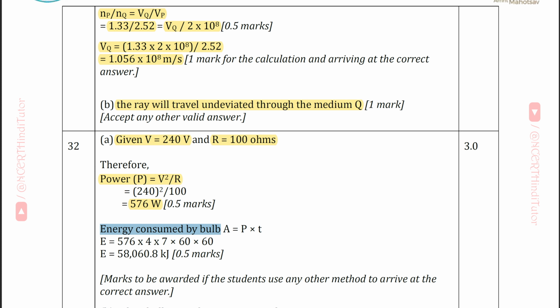Energy consumed by bulb A is equal to power into time, P into T. So, energy is equal to 576 into 4 into 7 into 60 into 60.